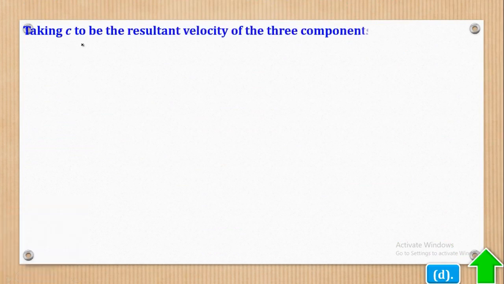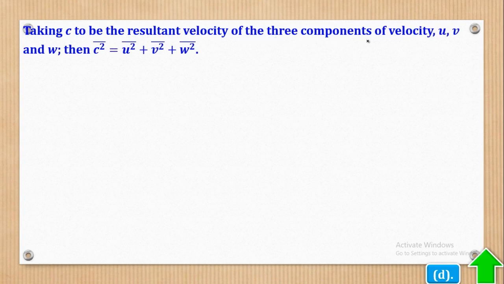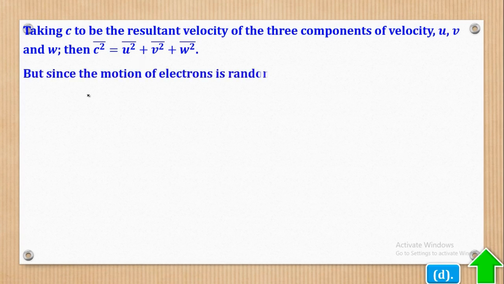So taking C to be the resultant velocity of all the three components of velocity u, v, and w, it implies that c squared bar is equal to u squared bar for the x component, v squared bar for the y component, and w squared bar for the z component. But since motion of the electrons is random, it implies that this velocity is equal to this velocity and is equal to that velocity.